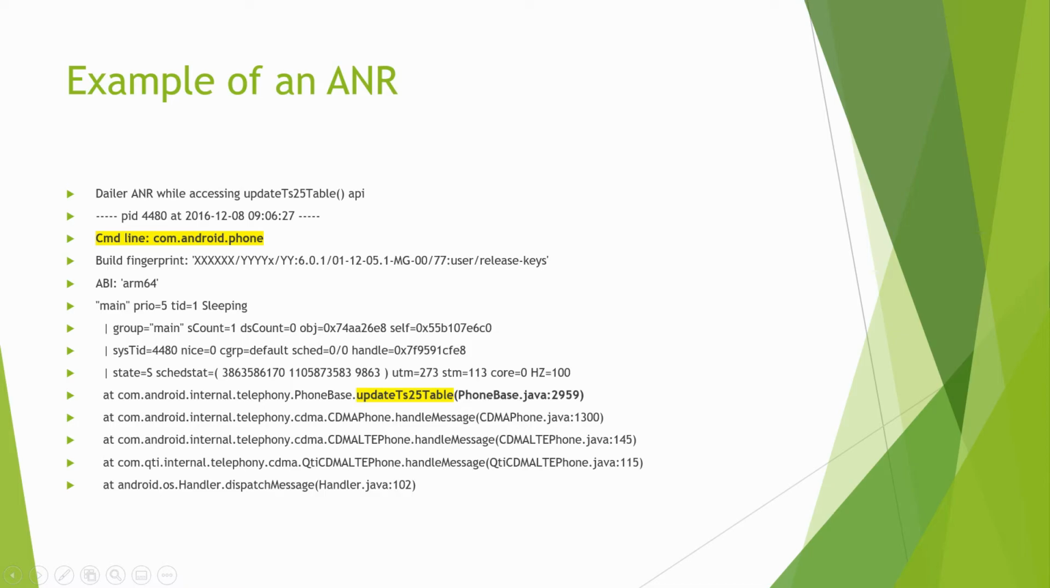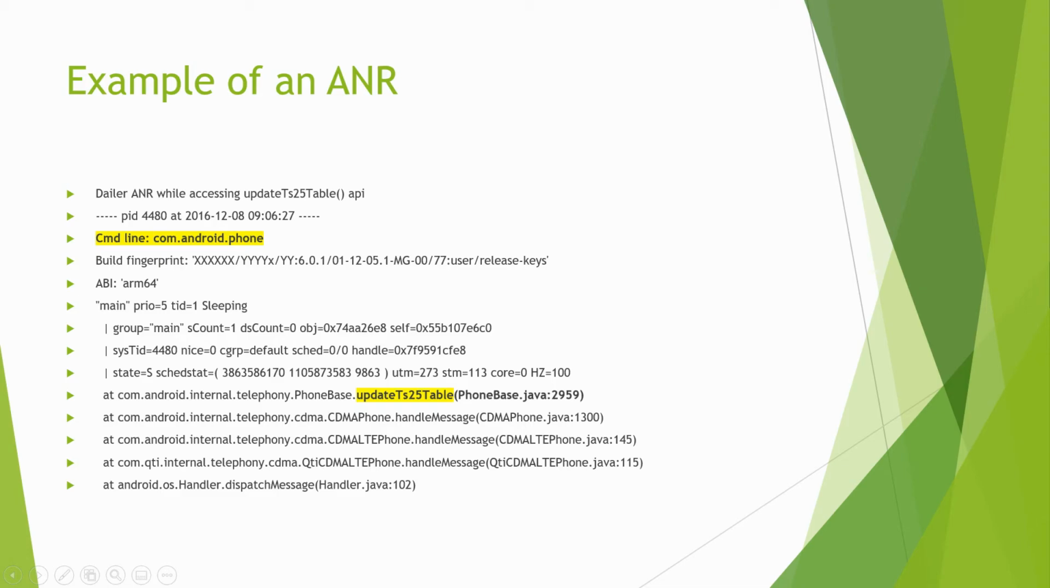The last line here is the dispatch message that is calling PhoneBase handle message, that is again calling CDMALTEPhone.handleMessage function, that is again calling CDMAPhone.handleMessage function, that is calling updateTS25Table. This is the method in which the ANR has occurred, and it is telling the file and line number where this is occurring also. The file is PhoneBase.java and the line number is 2959.